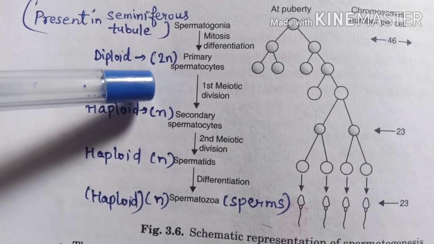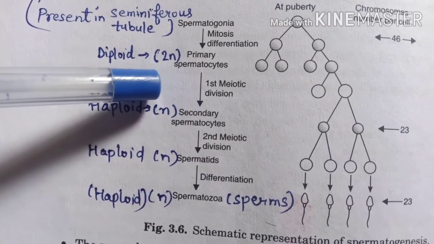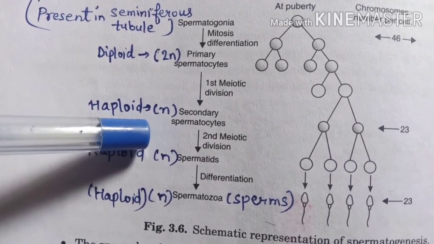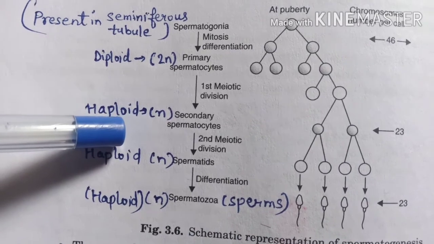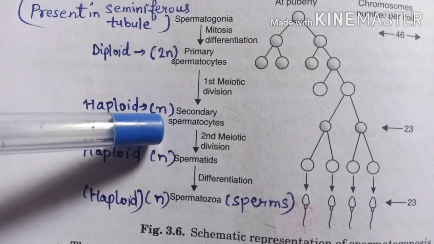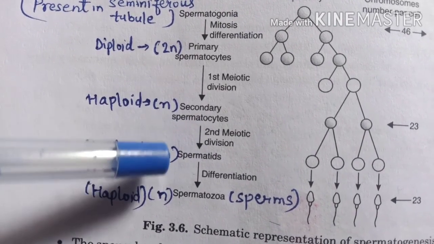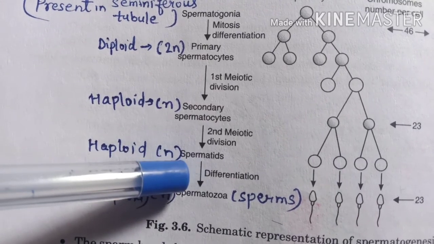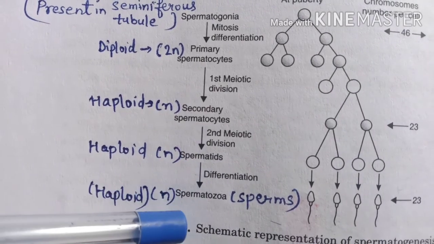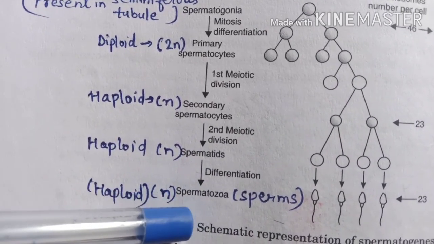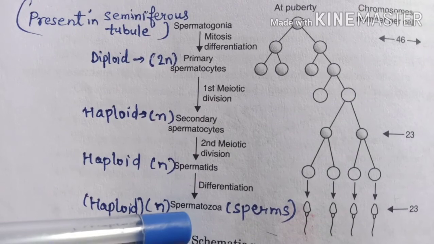Primary spermatocytes undergo the first meiotic division. They divide further into secondary spermatocytes. Secondary spermatocytes consist of 23 chromosomes, which are haploid. Secondary spermatocytes undergo the second meiotic division and transform into spermatids. Spermatids are haploid. They differentiate into spermatozoa. Spermatozoa are a haploid structure containing 23 chromosomes.